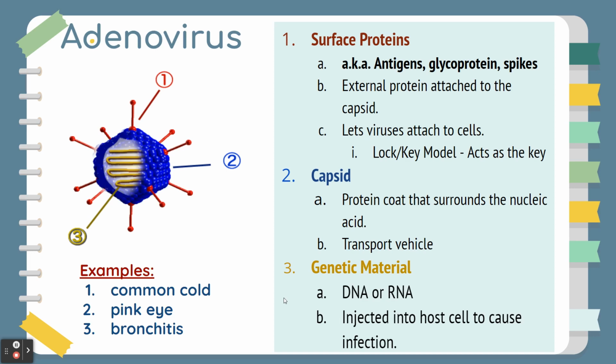Which brings us to our third structure, and that is the virus's genetic material. Remember, our nucleic acids, such as DNA or RNA, are going to contain an organism's instructions for replication. It's going to be the same with viruses. The genetic material is vital in viral replication.